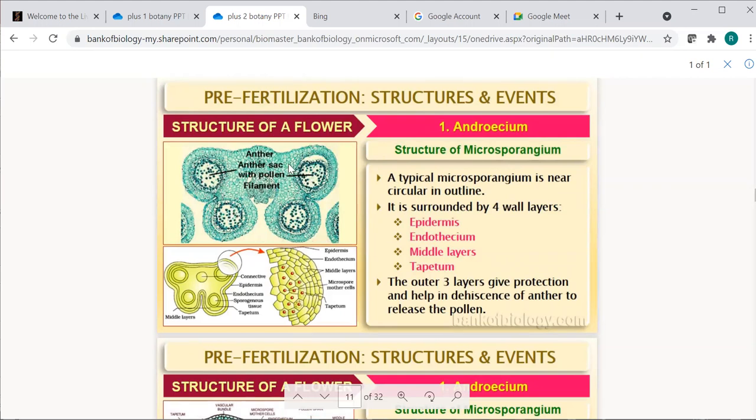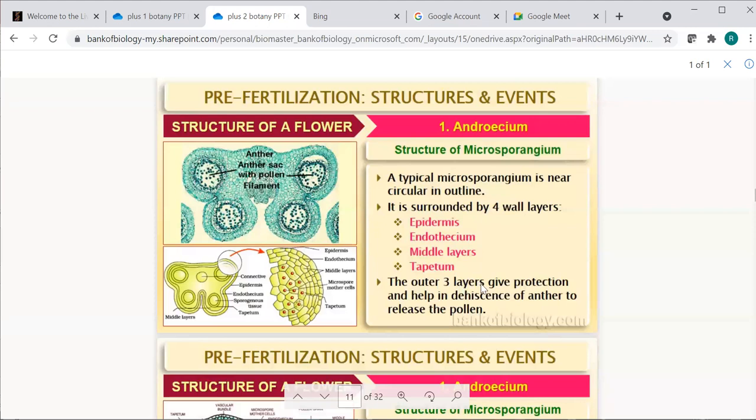So each sporangium is covered by layers, different layers. ये देखो 1, 2, 3, 4 layers यहाँ रह गए. Similarly here there will be layers. Similarly over here. Similarly here also. So what are they? They are epidermis, endothecium, middle layer, and tapetum. So epidermis matlab the ekdam outermost covering.